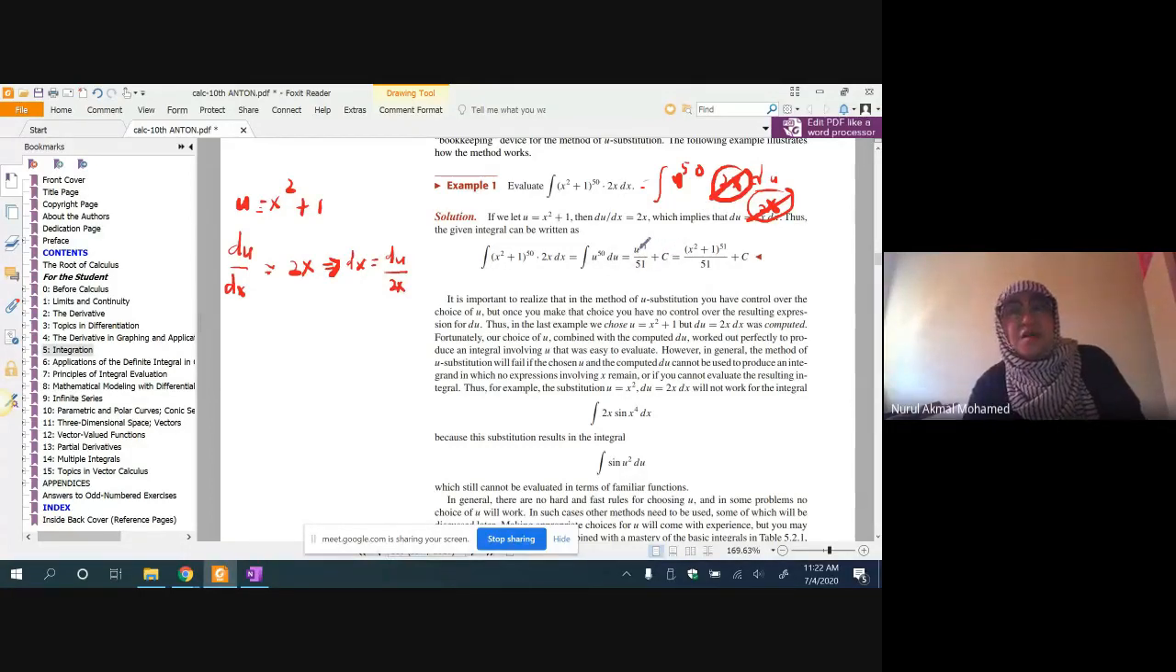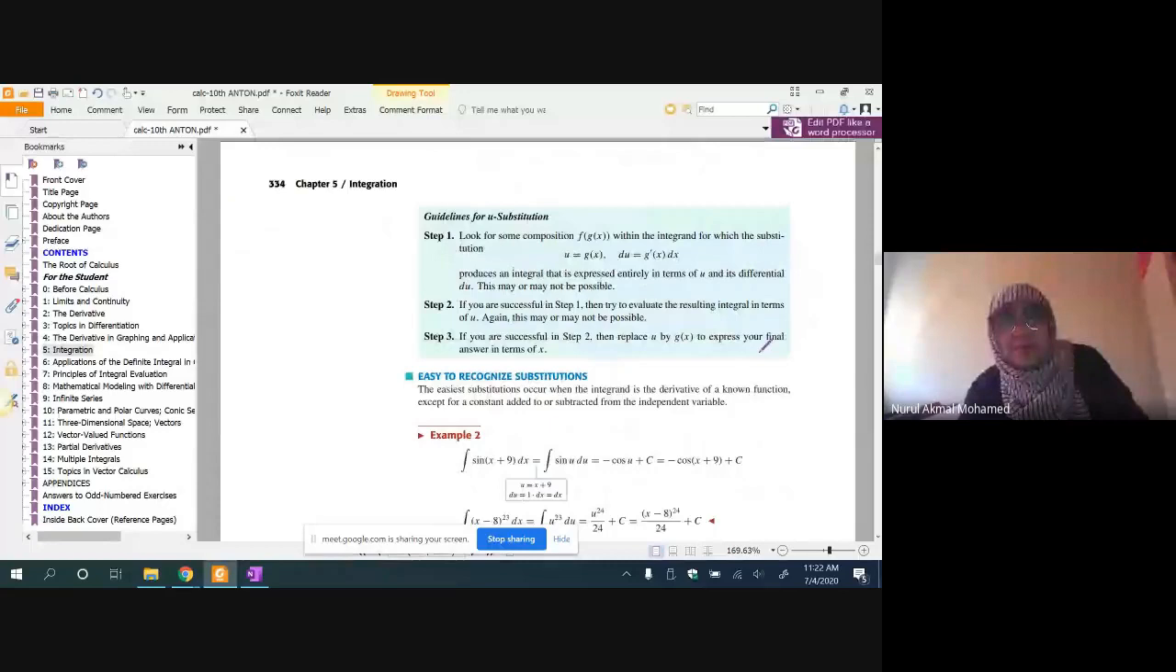And later, of course, you have to replace u into the variable x again. So u here is x squared plus 1. So it can be written as x squared plus 1 to the power of 51 divided by 51 plus c.